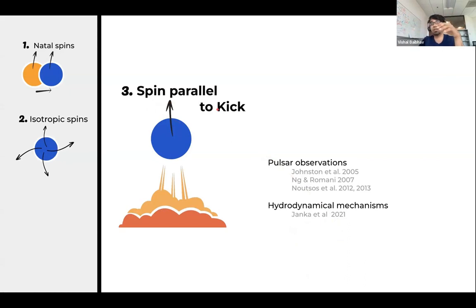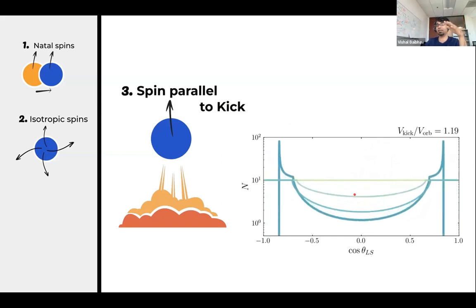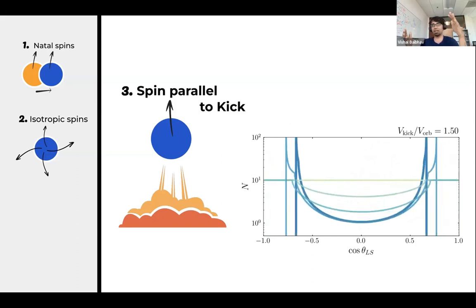Now you can assume that the kicks are isotropic, and then one might naively expect that the spin should also be isotropic, but this is not the case. If you have a kick in the orbital plane, there's a big chance you disrupt the binary. So since kick and spin are in the same direction, as you increase the kick magnitude, we do not prefer spins that are in plane. If you increase the kick magnitude even further, you start tilting the orbital plane by a huge amount, almost 90 degrees in some cases. And that's why at very large kicks, you start preferring in-plane spins.